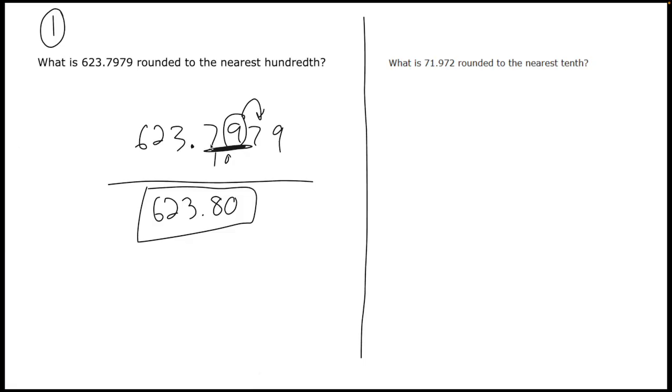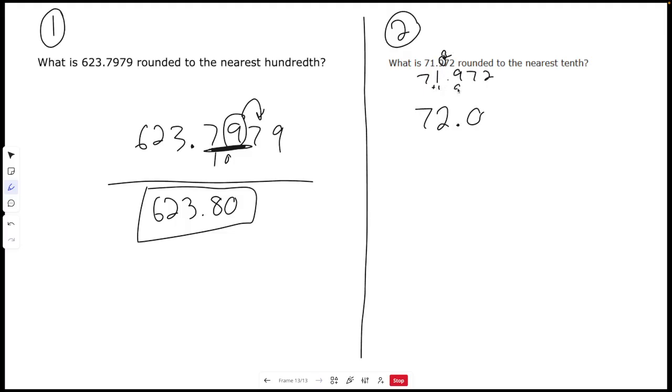And for number 2, the nearest tenths, so you look at the 9, and the 7 is bigger. So our final answer should be 72.0, because 71.972, you're adding here, and so our final answer should be 72.0.